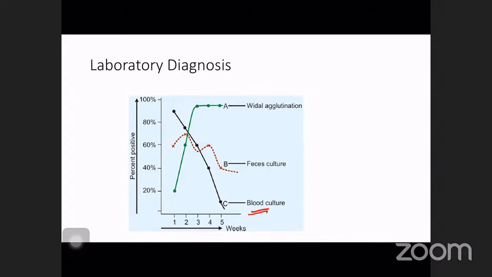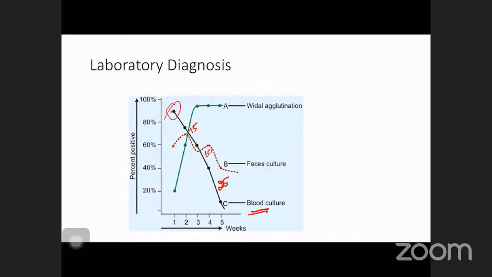So in the first week, the blood culture will be positive in around 90% of cases, and then in the second week it will be reduced to 75%, and in the third week it will be reduced to 60%, and in the subsequent weeks it will be less than 25%. So ideally the blood has to be cultured in the first week of fever.